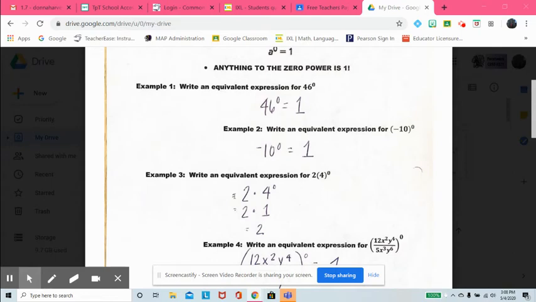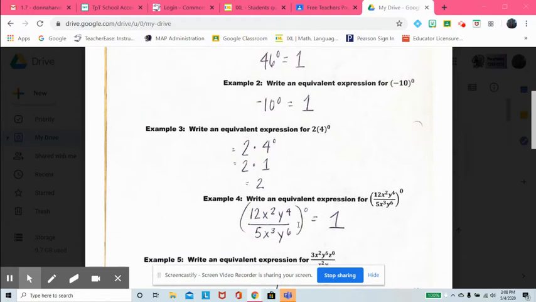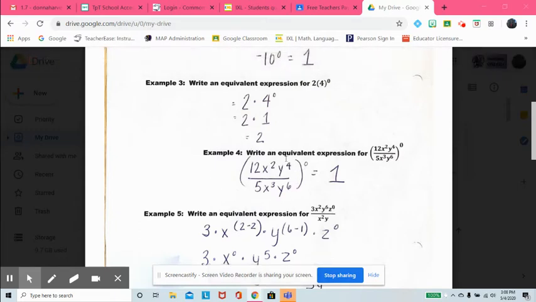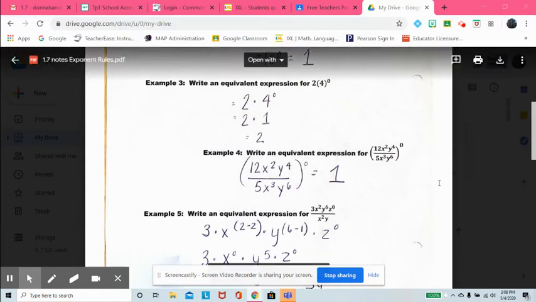Here we go. We have 2 times 4 to the 0 power. Since 4 to the 0 power is 1, 2 times 1 is 2. That would be your answer. Look at this nice one. This whole unit, 12x squared, y to the 4th, over 5x cubed, y to the 6th, all of that is to the 0 power, which means it's 1.